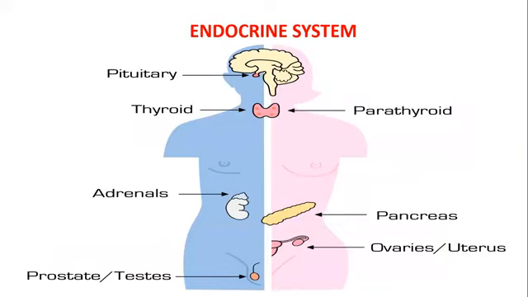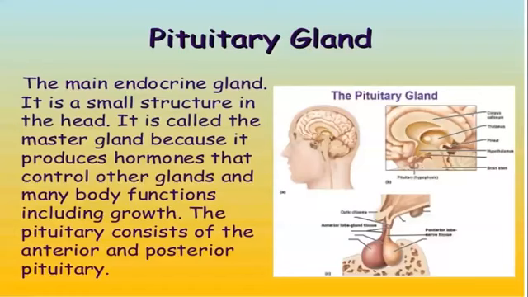The endocrine system consists of the following glands. Pituitary gland, which is located in the brain. Thyroid gland, which is located in the throat area. Parathyroids, which are embedded inside the thyroid gland. Adrenal glands, which are located just above the kidney. That's why they are said to be suprarenal glands. Pancreas, which is closely associated with the stomach. Ovaries and testes, which are located in the abdominal area.